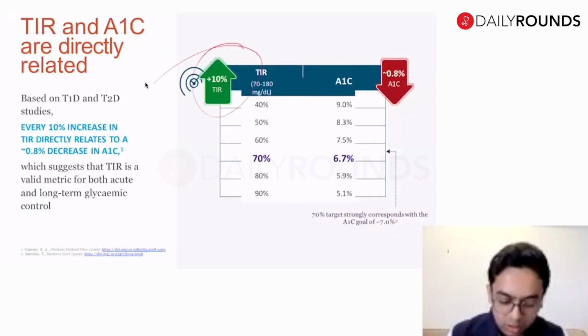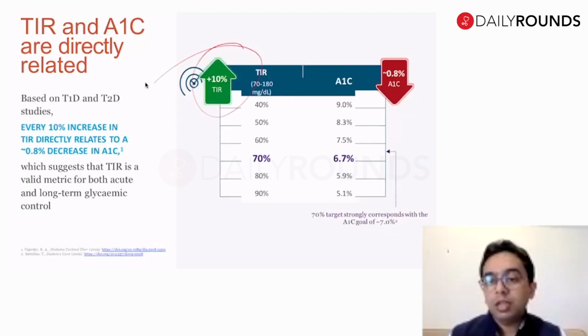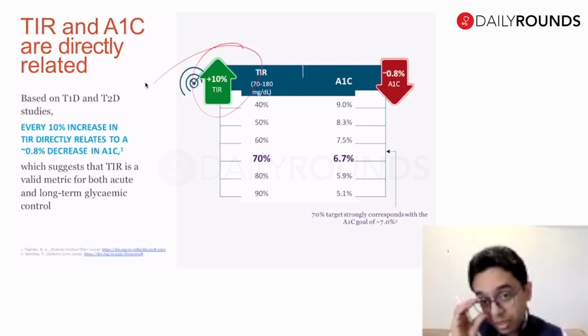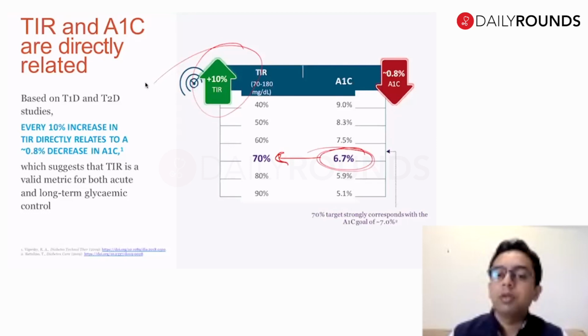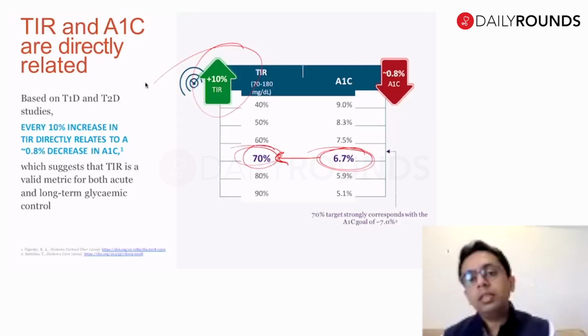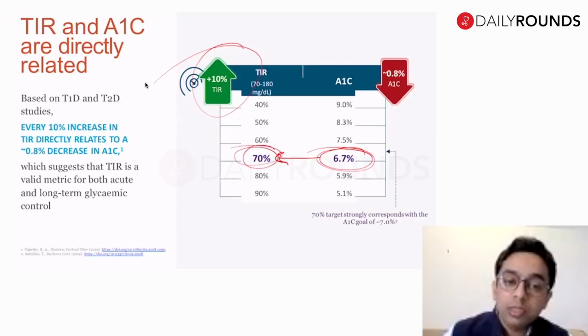So with each increase in 10% TIR, your HbA1c decreases approximately by 0.8. And why are you keeping your TIR at 70%? The answer is that you target your HbA1c at something around 6.7, right? That is what the target in the guidelines is, and that correlates with a TIR of 70%. That is how these guidelines and recommendations were made. So 70% TIR came from this, that it correlates with an HbA1c of 6.7%.